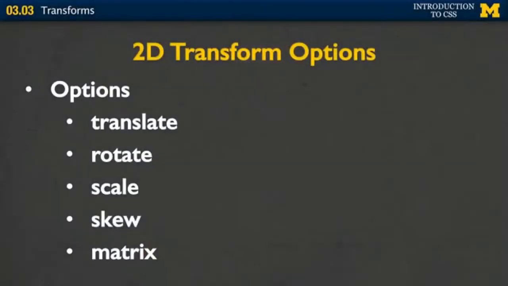So let's look at some of the two-dimensional transform options. We're going to talk about translate, rotate, scale, skew, and matrix, and how each one of these can work within your CSS3. The first option I'm going to show you is translate. What translate will do is that you can give it two values, I've called them x and y, and depending on those values you can move the element to the left and right or up and down. If x is positive, you move off to the right. If it's negative, you move to the left. With y, if it's positive, you move down, and if it's negative, you move up.